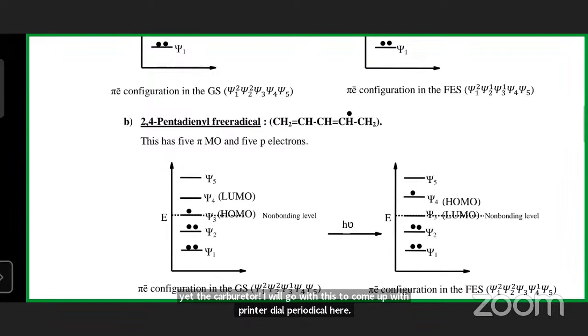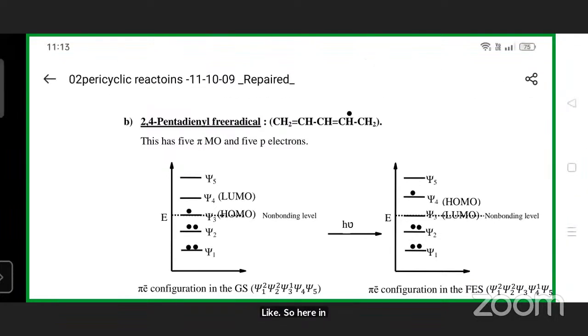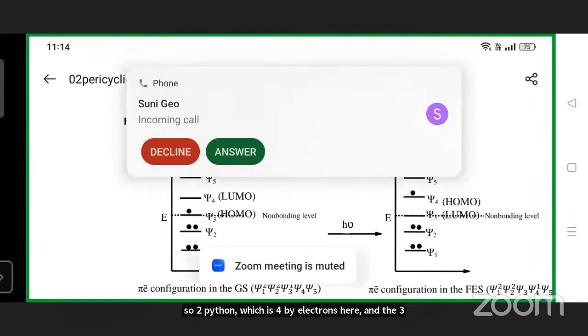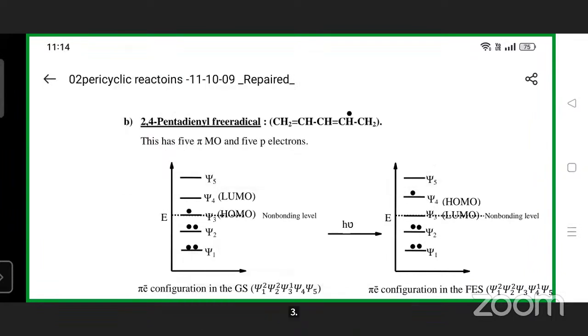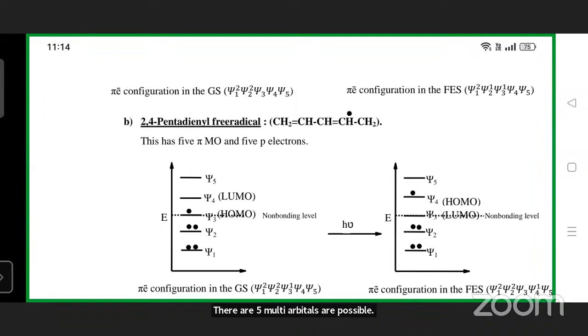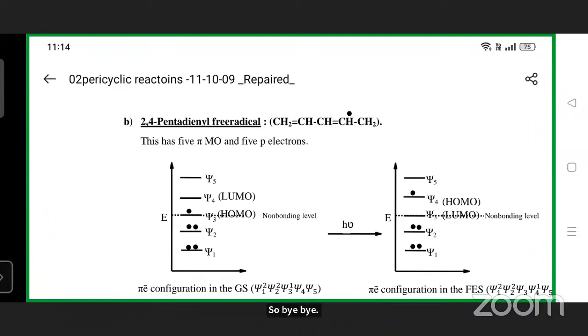Right. So here in this pentadienyl free radical, how many pi electrons are there? Here are 2 pi bonds, so it is 4 pi electrons here, and the free radical is there. So total there are 5 pi electrons. So you can place these 5 electrons in order: psi1, psi2, psi3, psi4, psi5. There are 5 molecular orbitals possible here. Upon excitation, one of the electrons is going to be promoted from the lower energy level here.